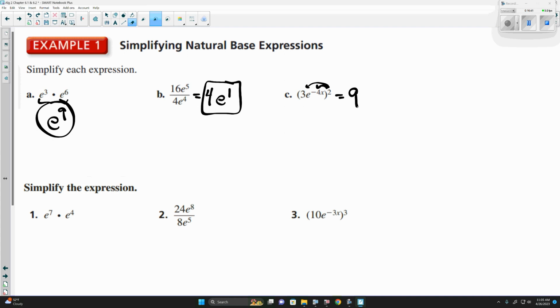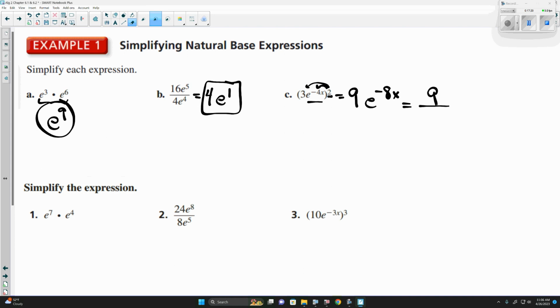Now, our properties of exponents: an exponent to a power, powers of powers, multiply. So negative 4 times 2 is negative 8x. So the power of 2, we're squaring it, guys. So 3 squared is 9. Now our e to the negative 4x, squared: powers of powers multiply. So our negative 4x times 2 would give us negative 8x.